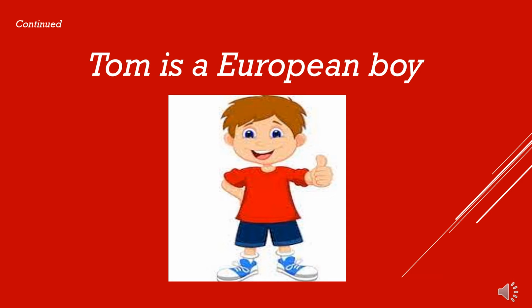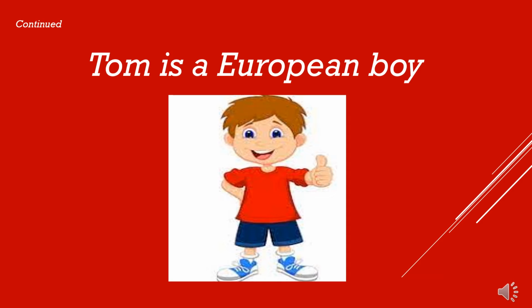Let's take another example about the sound U. Students, you can see one sentence on the screen. Tom is a European boy. Here, European. It starts with the letter E and E is a vowel letter. So dear students, it should be an European boy because it is starting with the letter E, which is a vowel letter.